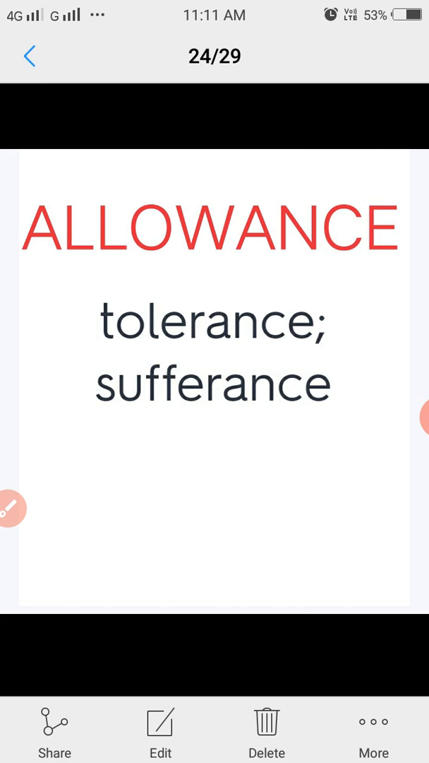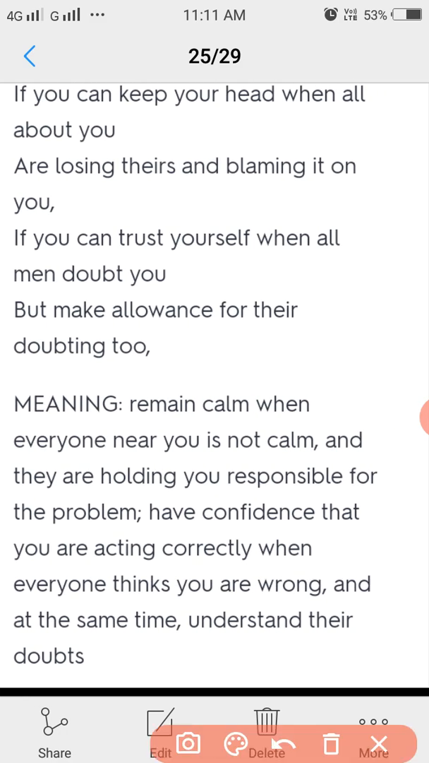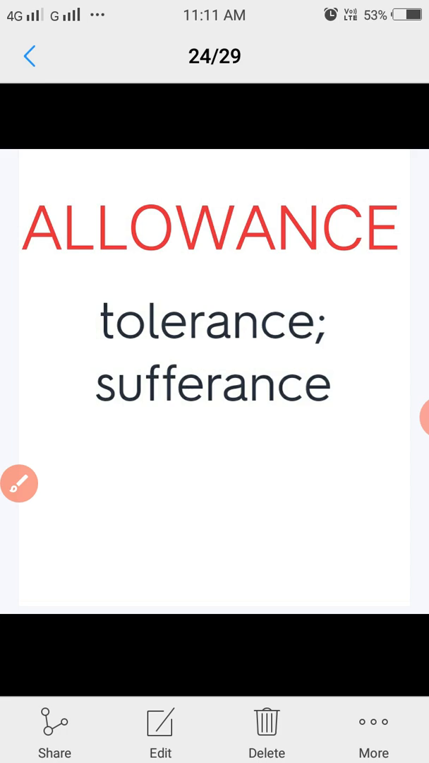One word has been used here, allowance. What does it mean? Allowance means tolerance or sufferance.